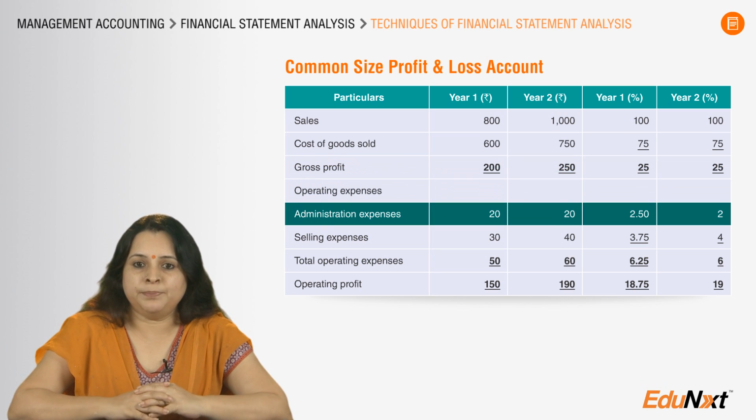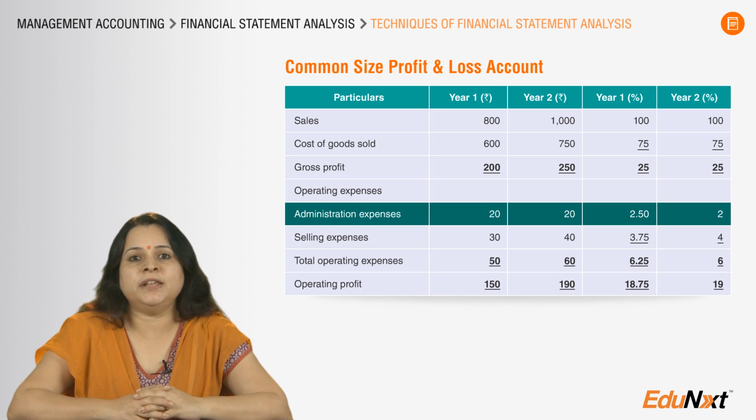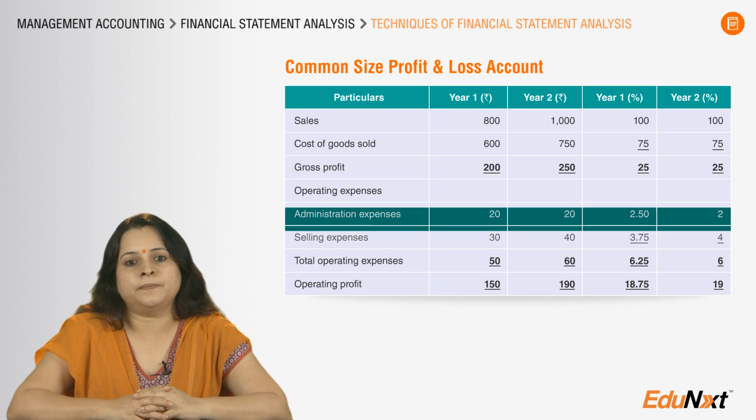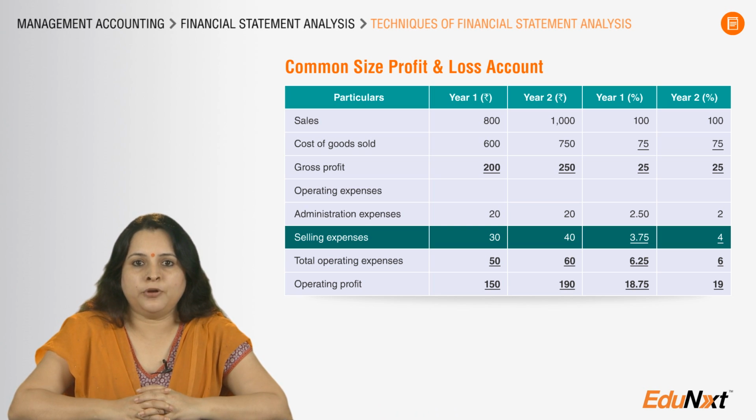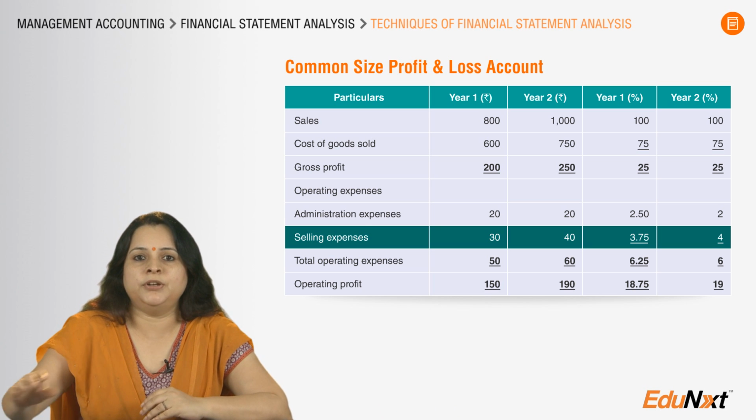Administration expenses as a percentage of sales have decreased in year 2 compared to year 1, while selling expenses as a percentage of sales have increased marginally, leading to increase in operating profit percentage in year 2 compared to year 1.